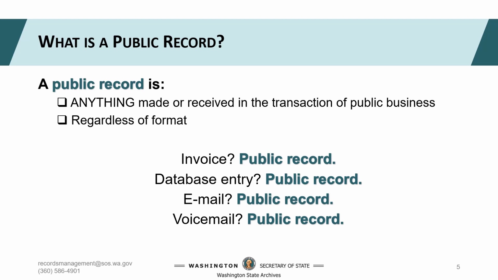The Revised Code of Washington, or RCW, is the legal framework that governs the work we do as employees of state and local government agencies. Chapter 40.14 of the RCW tells you how to manage, destroy, or transfer public records. It also provides a straightforward definition of a public record. According to the RCW, public records are anything made or received in the transaction of public business.